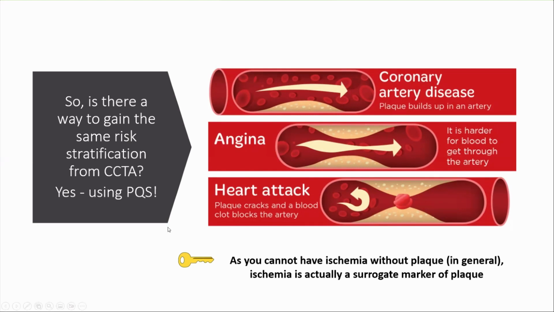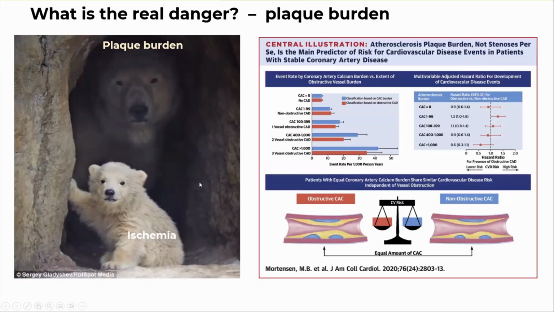So look, if we can use plaque quantification software, it only makes sense that we can get the same benefit of risk stratification that we get from ischemia testing from plaque quantitation software. And we know this from our most simple, crudest way of assessing plaque burden, calcium scoring, that the more plaque you have, the more adverse risk you're at. The risk is not the tip of the iceberg, is not the little bear, is not the ischemia. It's the massive big bad bear or plaque burden lurking in the background. That's the risk for our patients.